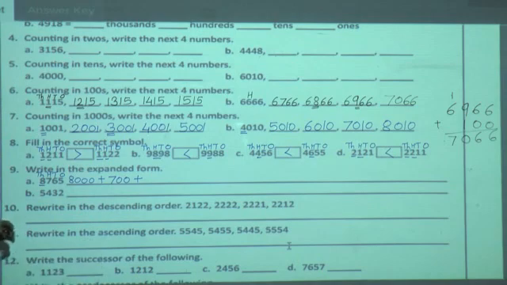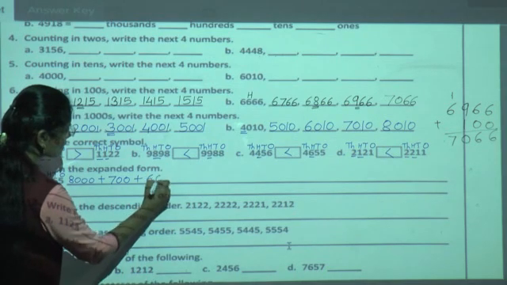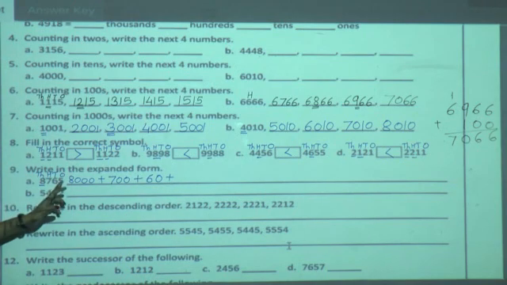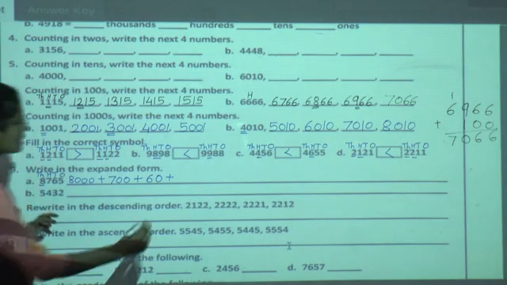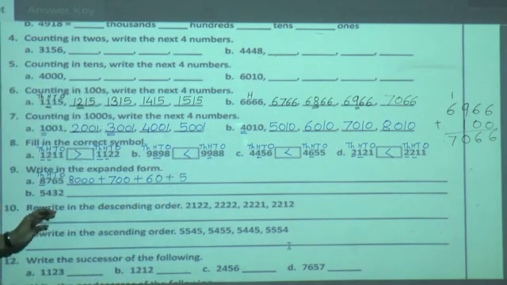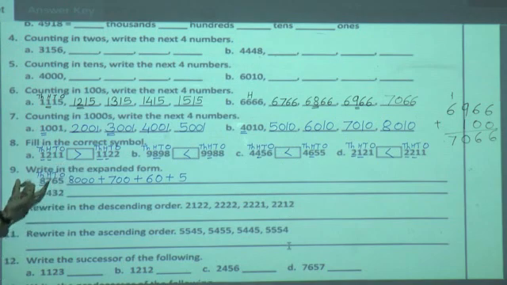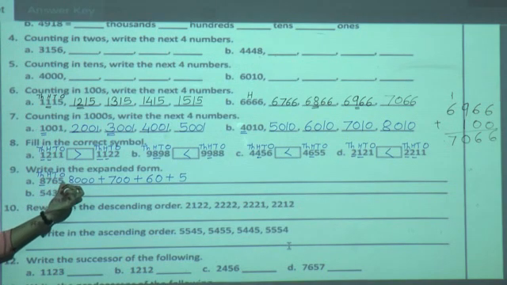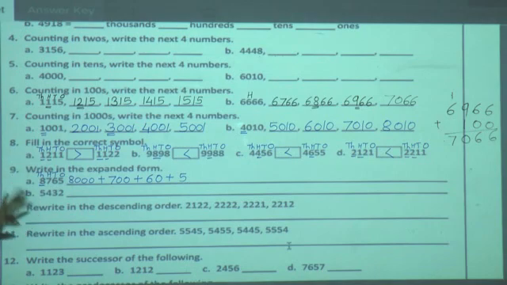Again give plus sign. Then see the tens place number. At tens place 6 is there, means 6 tens are there. Now 6 tens means how many? Yes, 60. Why? Because the place value of this 6 is 60. So 700 plus 60 plus. Now at ones place 5 is there, means there are 5 ones. So at ones place we will write 5. So this will be the expanded form of 8765. Okay.